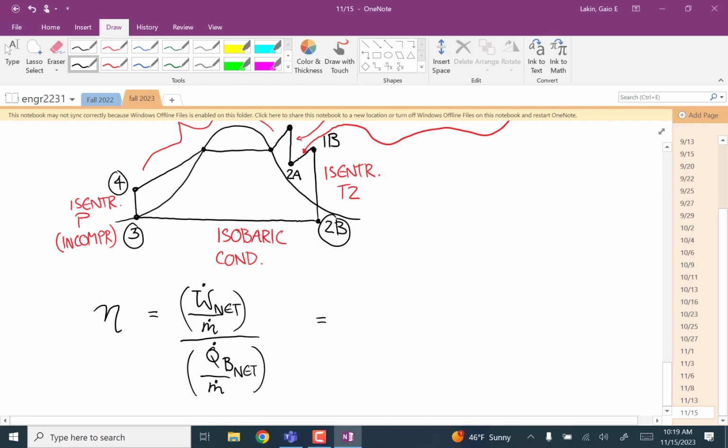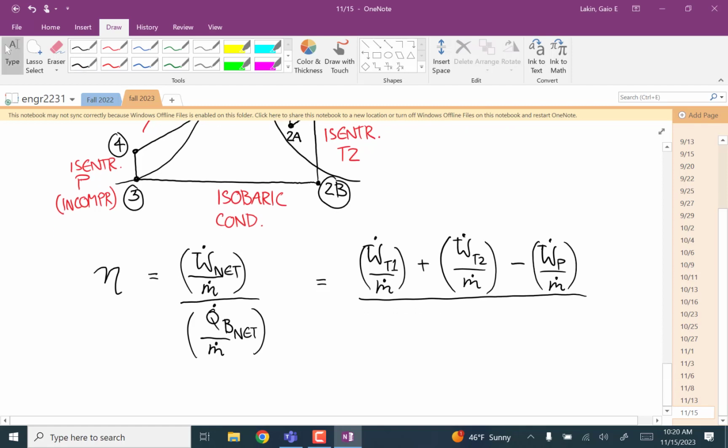And so now you have to think of this as W dot T1 over m dot plus W dot T2 over m dot, minus the rate of work used at the pump over m dot, divided by Q dot the first time through the steam generator plus Q dot the second time through the steam generator.